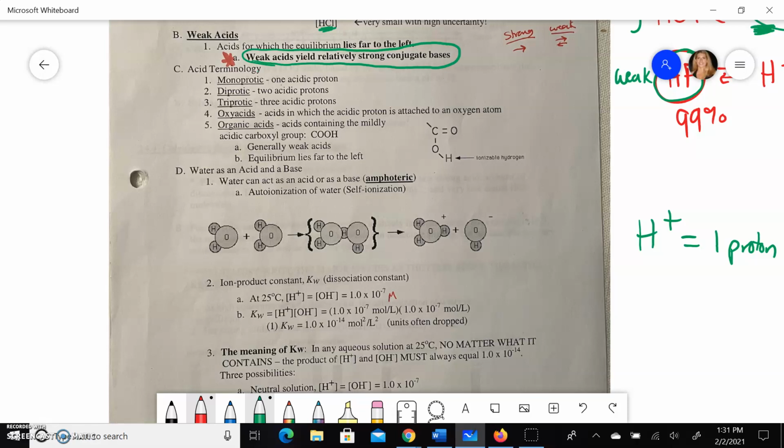So when they say protic, they're referring to how many H pluses they have. So monoprotic would be an acid that can donate 1 H plus, like HCl. Diprotic would be something like H2SO4.